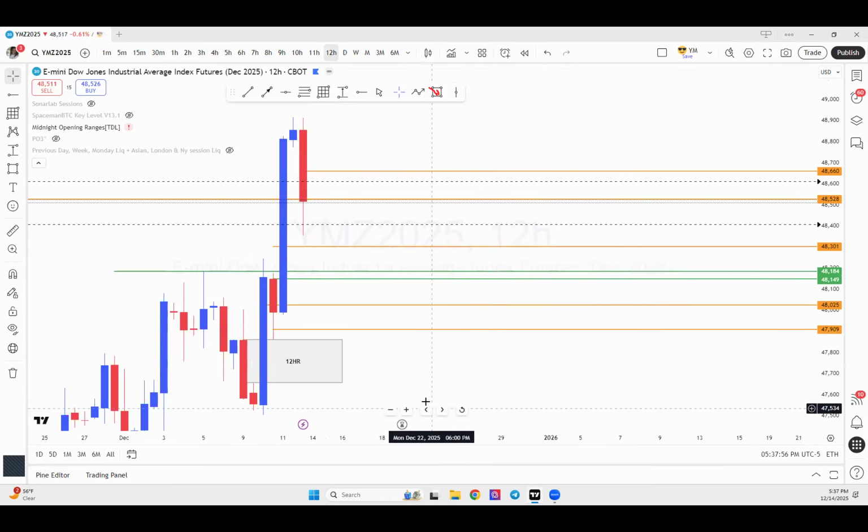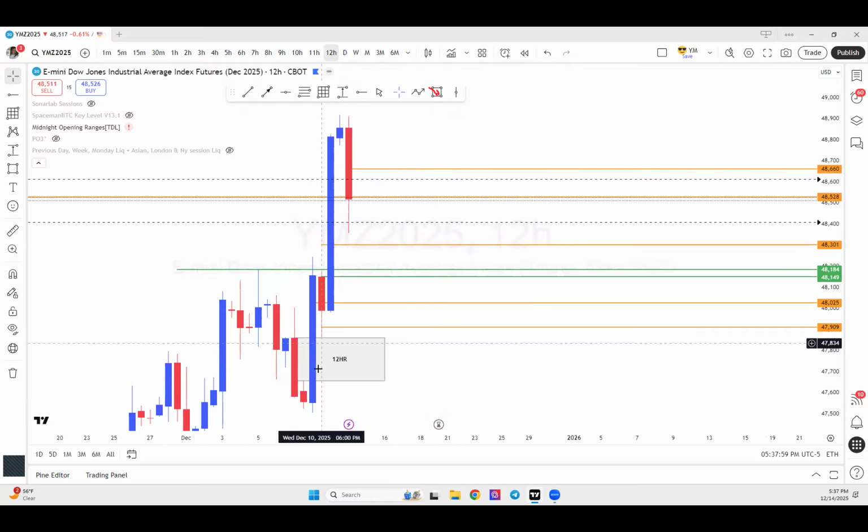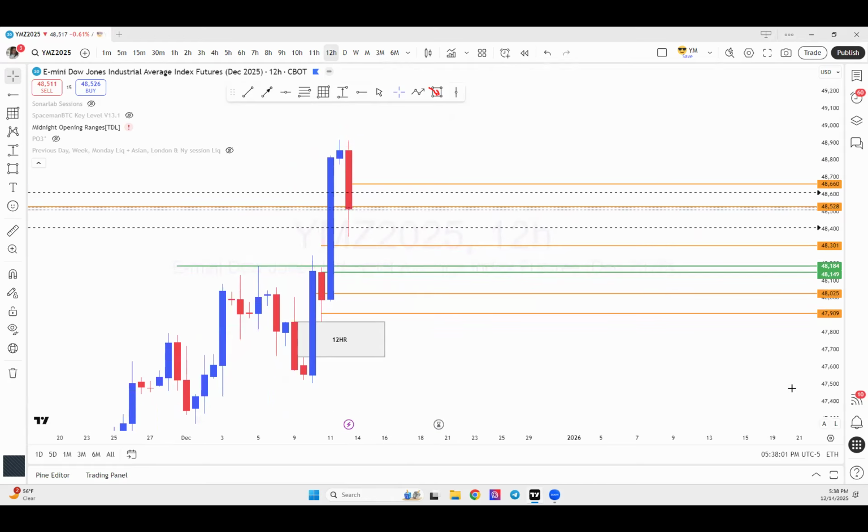So the other thing, do you think price could possibly break this? I mean, that would be very extreme. And it came down here, to that candle, to this block. So basically, what is this thing?